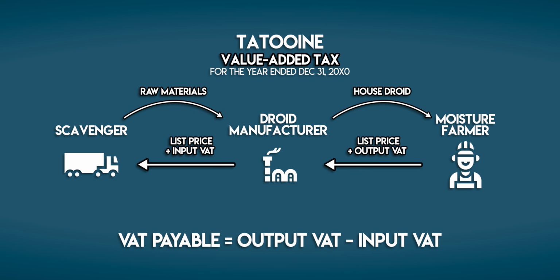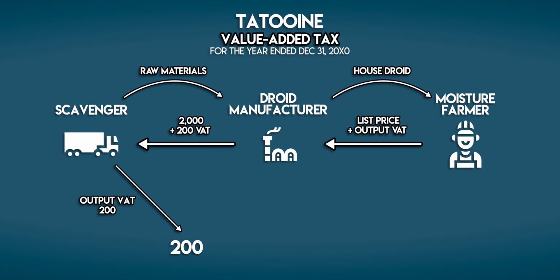Let's throw some numbers in. The droid manufacturer pays the scavenger the list price of 2,000 plus 10% VAT, which is 200 credits. From the scavenger's point of view, this is output VAT. They owe this money to the government. But from the droid manufacturer's point of view, this is input VAT that they can claim back.